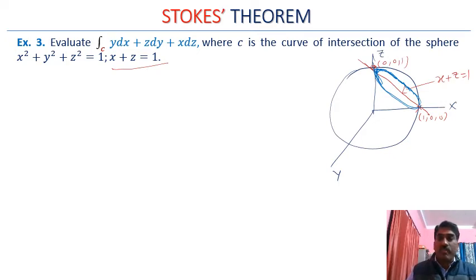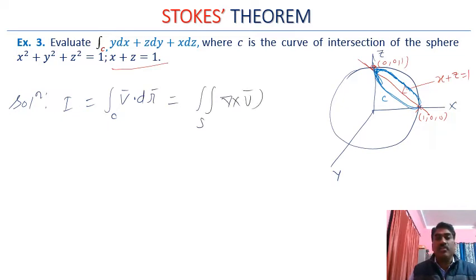And the C is given there. This is the intersection of these. So this is C. So the line integral is given along C, and we will evaluate the same using Stokes theorem, meaning surface integral. So let us start this. I is equal to the integral of V dot dr, and this can be written as the surface integral of del cross V dot n ds.